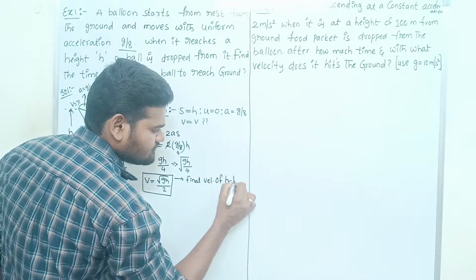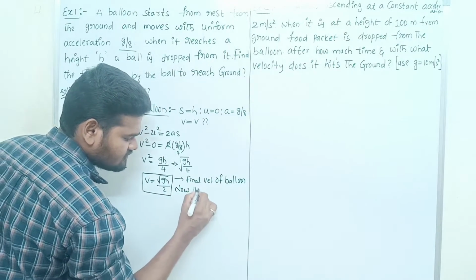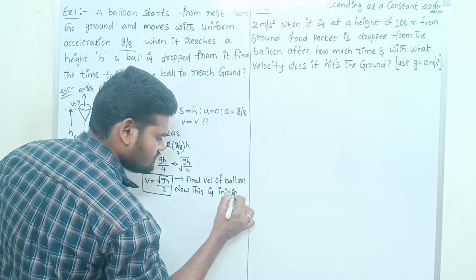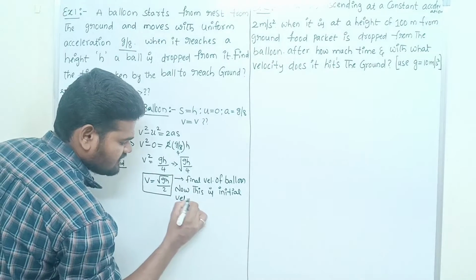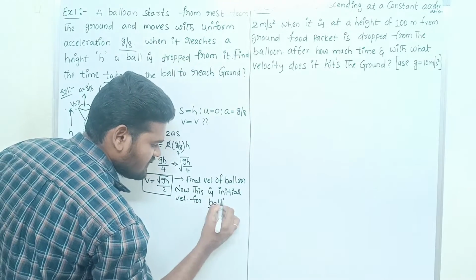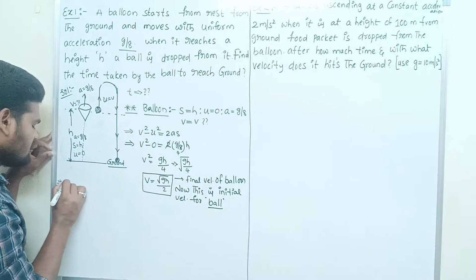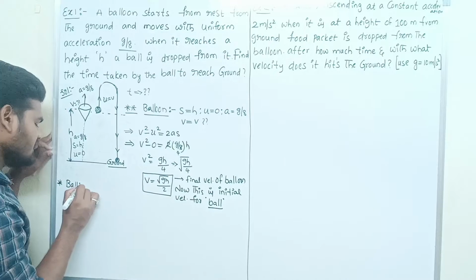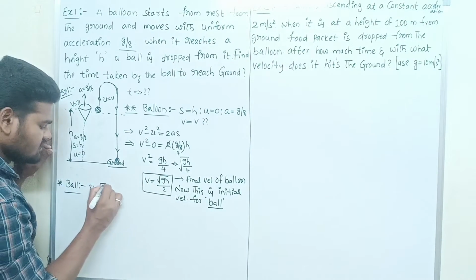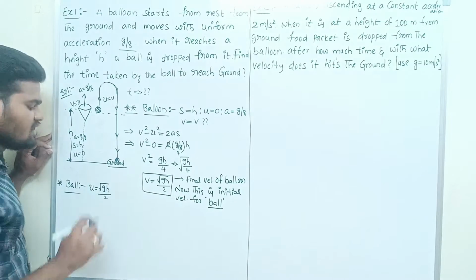Now this is the initial velocity for the ball. Coming to the ball, in the case of the ball, what is the initial velocity of the ball? u is equal to under root gh by 2. This is the initial velocity of the ball.